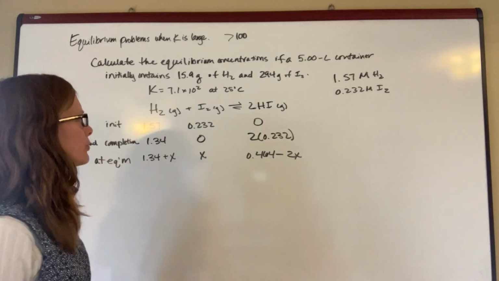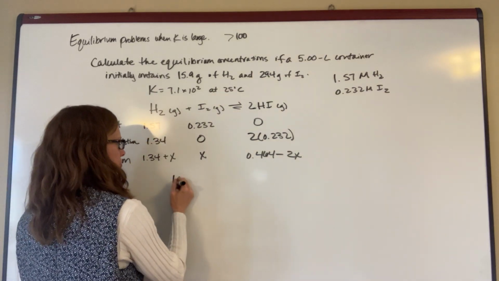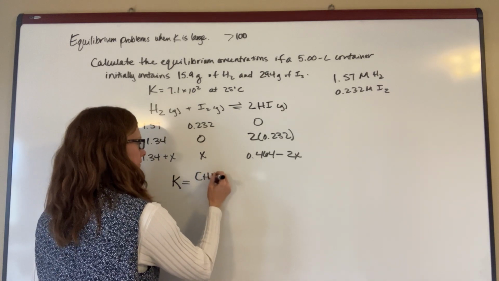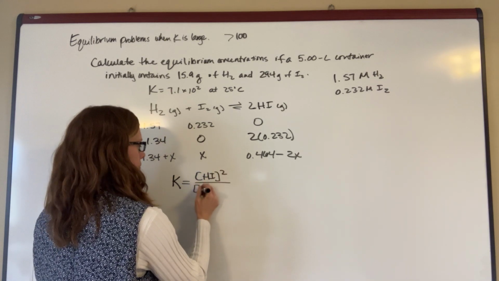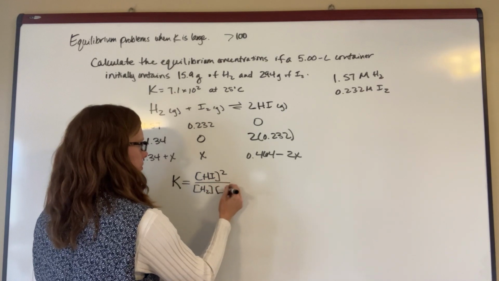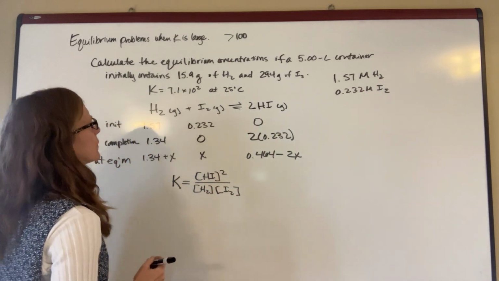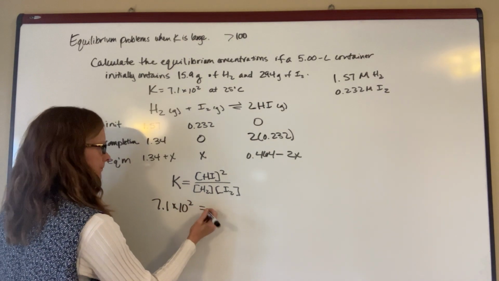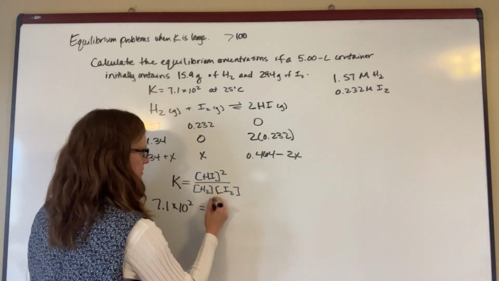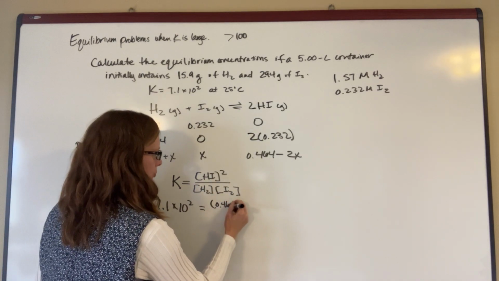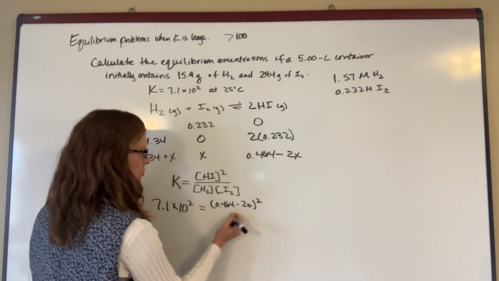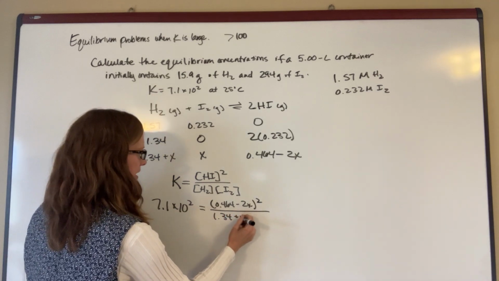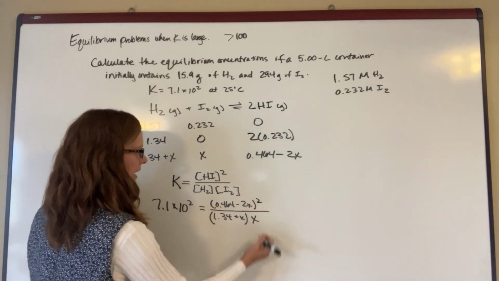Now I can set up my equilibrium expression. So my equilibrium expression is going to be concentration of HI squared over concentration of hydrogen times concentration of iodine. Okay? So my equilibrium expression, 7.1 times 10 to the second, equals HI, which is 0.464 minus 2x quantity squared, over 1.34 plus x times x.